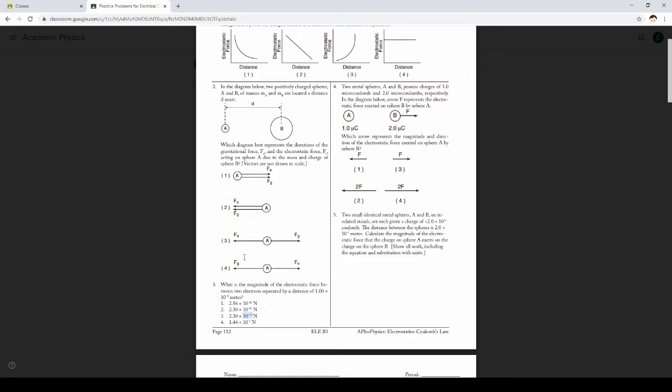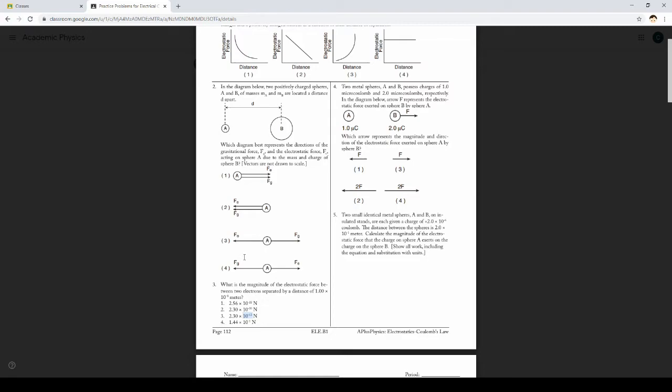Number 4. Two metal spheres A and B possess charges of 1 microcoulomb and 2 microcoulombs. Micro is 10 to the negative 6th, respectively. In the diagram below, F represents the electrostatic force exerted on sphere B by sphere A. Which arrow represents the magnitude and direction of the electrostatic force exerted on sphere A by sphere B?